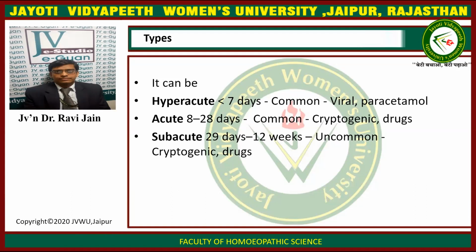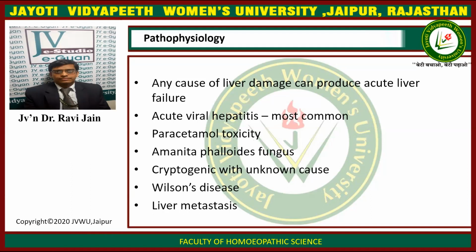What are the different types of acute liver failure? Acute liver failure can be classified into three types. Hyperacute is less than 7 days, and the common causes are viral hepatitis and paracetamol. The second type is acute, for 8 to 28 days, and it is more commonly due to cryptogenic causes or drugs. The subacute type is 29 days to 12 weeks, and the causes are usually cryptogenic causes and drugs. To repeat, the three types, hyperacute, acute and subacute, depend on the duration: less than 7 days, 8 to 28 days, and 29 days to 12 weeks.